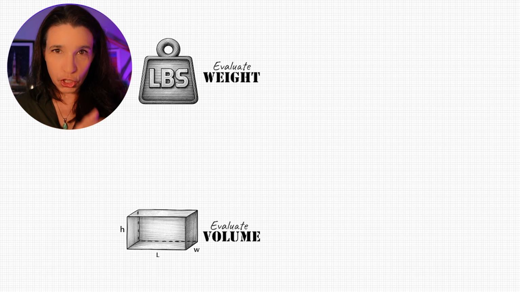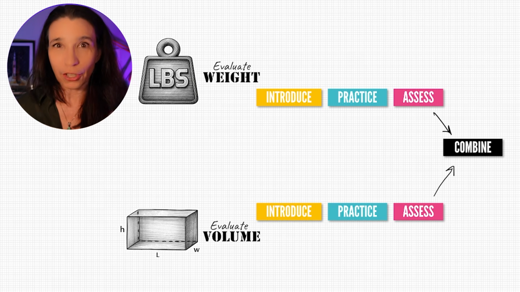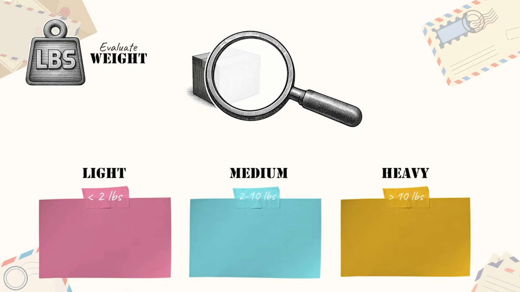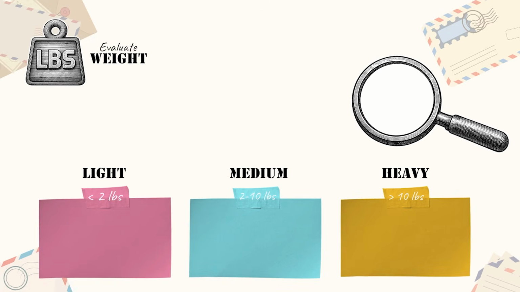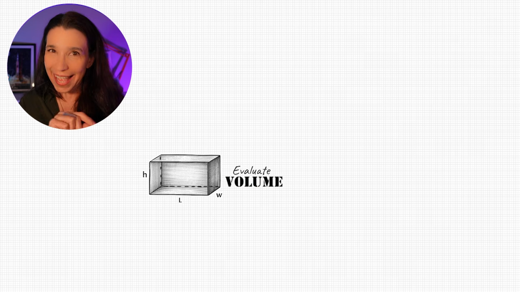So I've isolated 2 simple actions, evaluate weight and evaluate volume. I'm going to teach each one separately, putting each one through introduce, practice, and assess, and then I'll combine them. The weight part is really simple. The weight is right there on the box, so I just start by giving them the categories and get them to practice being fast enough so that they're not really thinking about it. I could even take away the category definitions eventually, but if they have this information in real life, you can leave it.